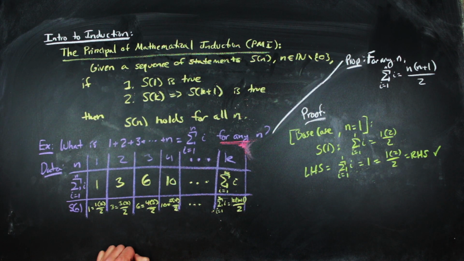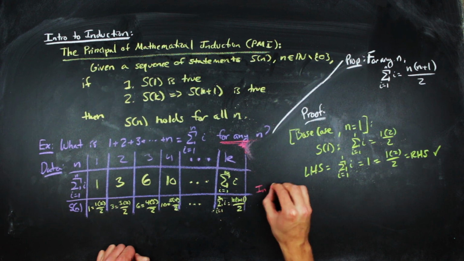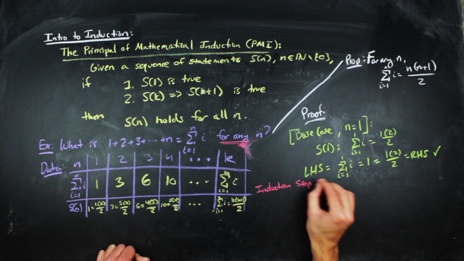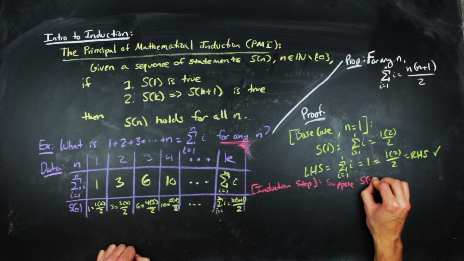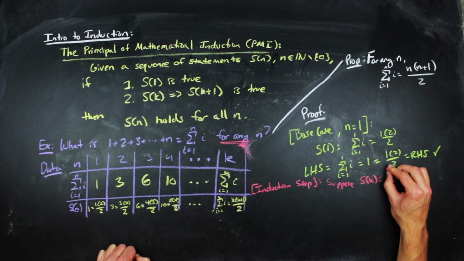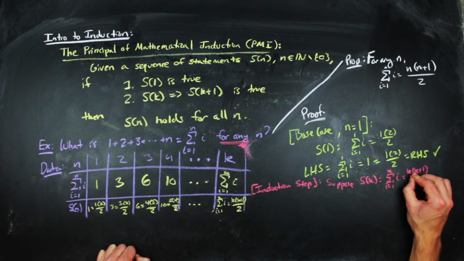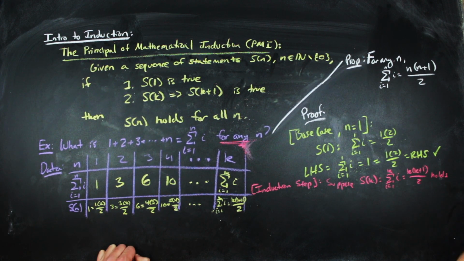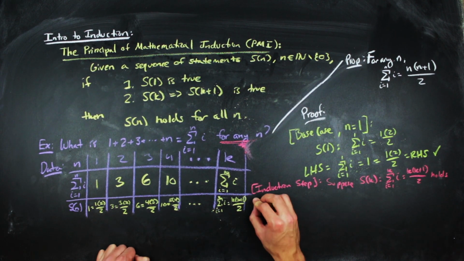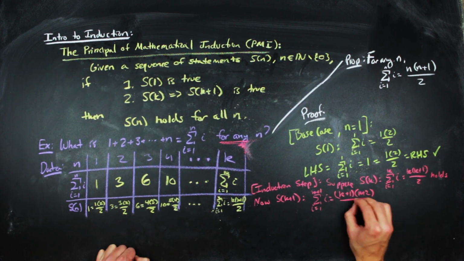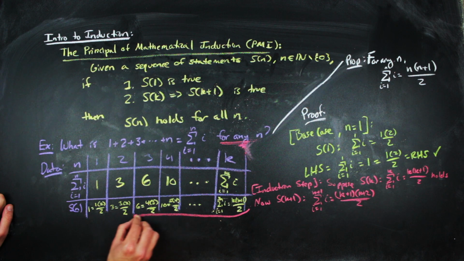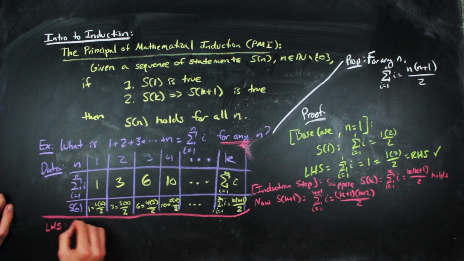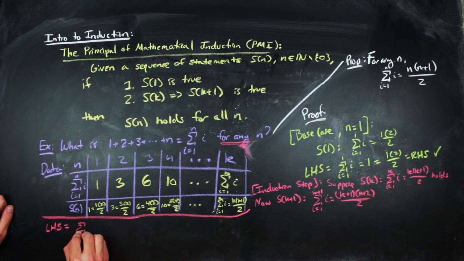The next condition requires the assumption that the kth statement is true, and using that to show the k plus 1th statement is true. Since the kth statement is true, we know that the equality 1 plus 2 plus all the way up to plus k is equal to k times k plus 1 all over 2. Now we start to investigate the k plus 1th statement. It proposes the equality 1 plus 2 plus all the way up to plus k plus 1 is equal to the quantity k plus 1 times the quantity k plus 2 all over 2.